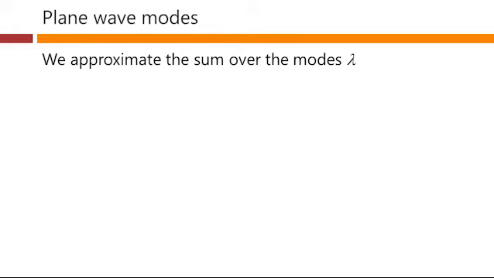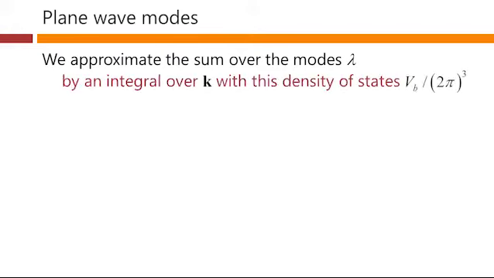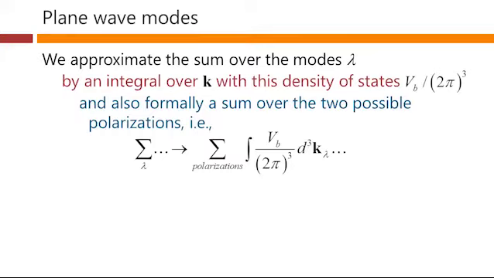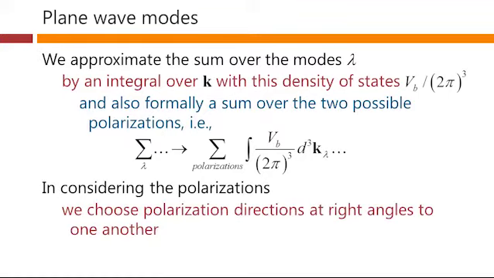We're going to approximate the sum over the modes lambda by an integral over k with this density of states. So we're presuming a large box, essentially. And we will also formally sum over the two possible polarization directions. That is, this sum over possible modes will correspond to a sum over the two polarization directions we choose as our basis here, and we'll be approximating the rest of the sum by an integral, which is okay provided that the box is large.